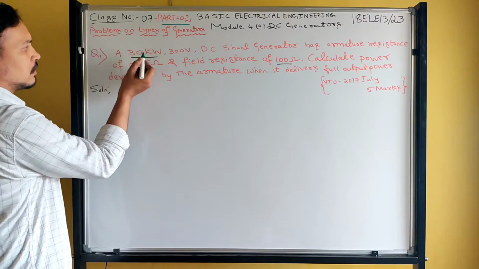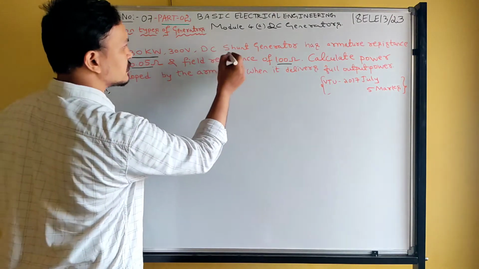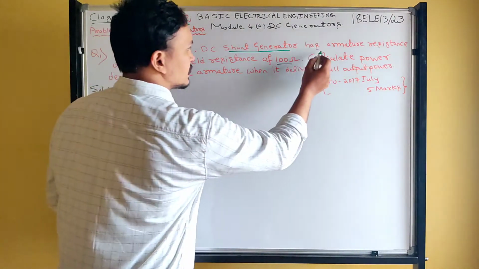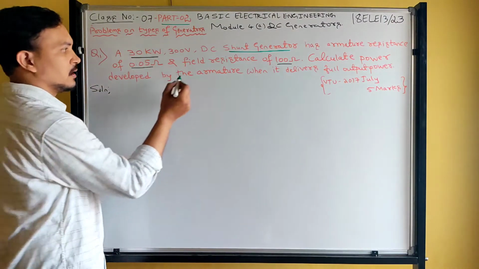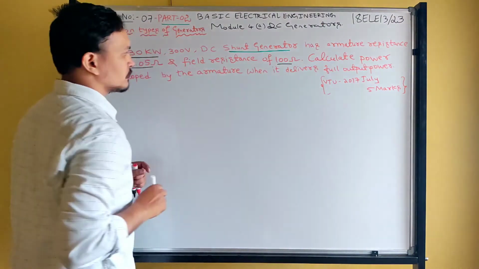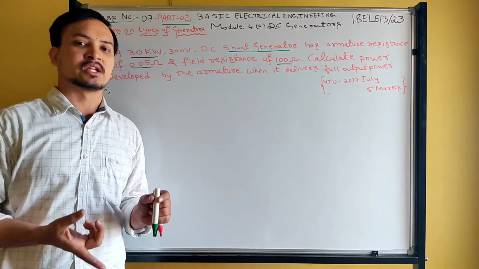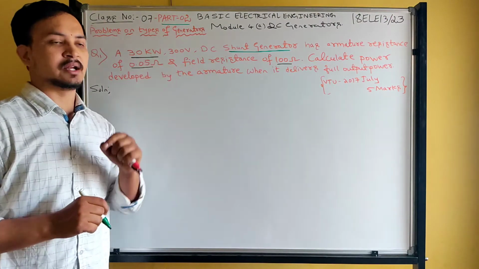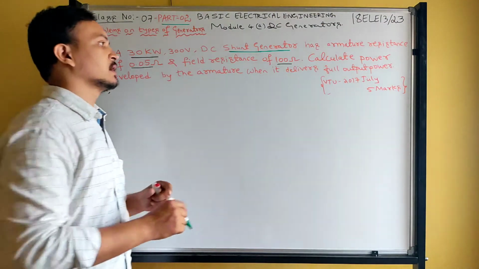See, a 30 kilowatt, that is the power, 300 volt DC shunt generator. What type of generator? Shunt generator. It has an armature resistance Ra of 0.05 and a field resistance of 100 ohms. See, field resistance means which field? Shunt field or series field? It is the shunt field, because they have given a shunt generator. So the corresponding field resistance will be the shunt field resistance.